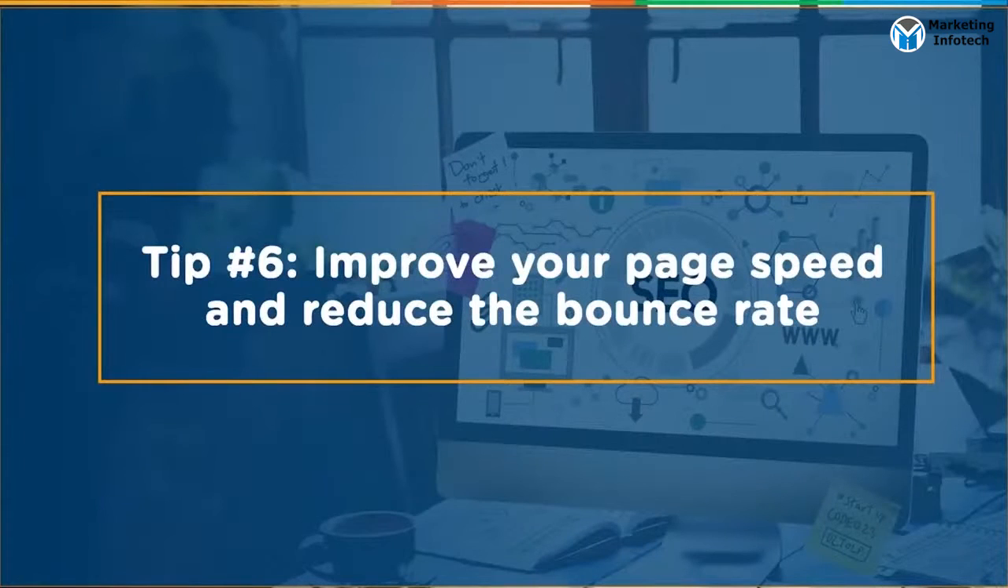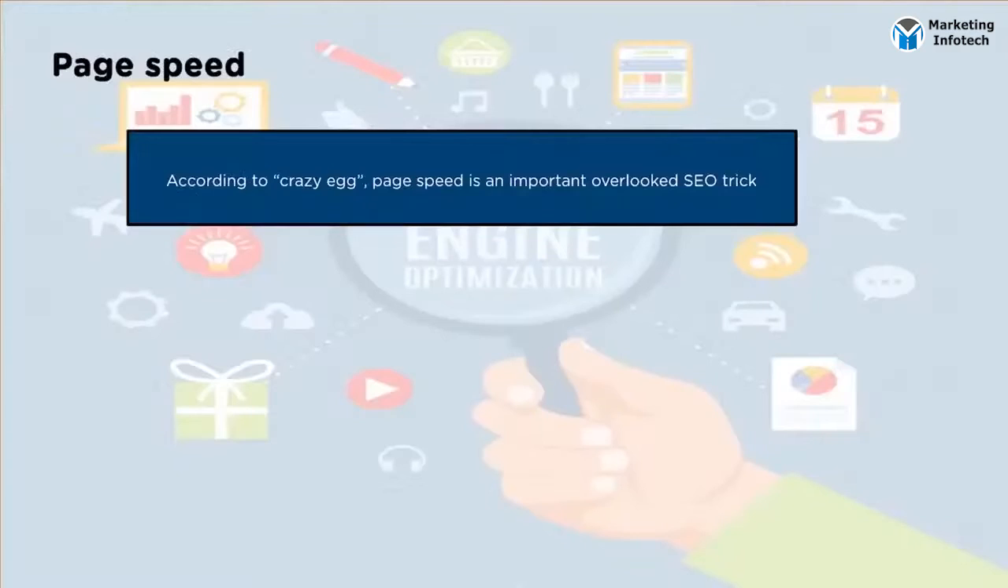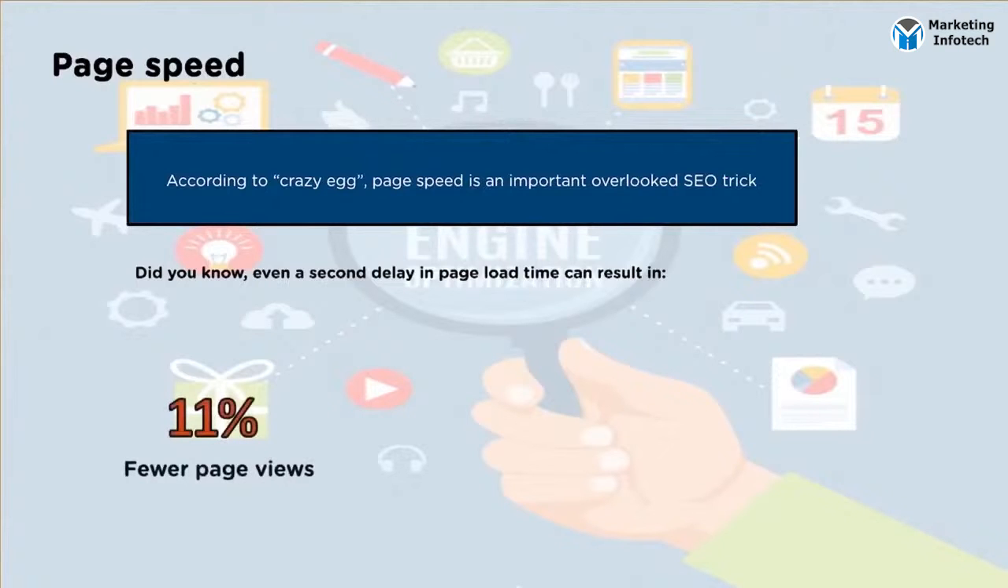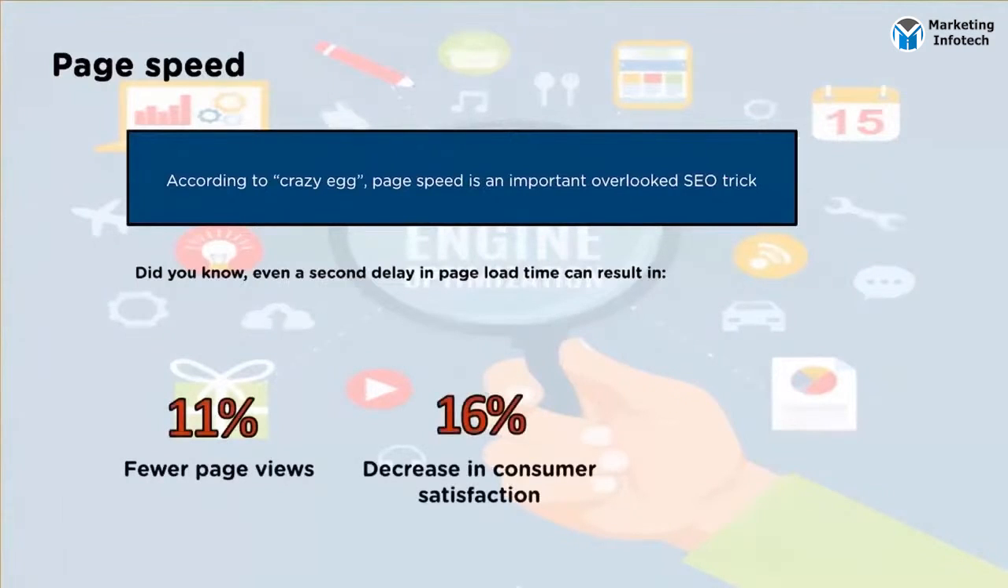Tip number 6, improve your page speed and reduce the bounce rate. So let's talk about page speed and how page speed correlates with a higher bounce rate if it's a high page load. According to Crazy Egg, page speed is an important overlooked SEO tactic because every second delay in page load can result in 11% fewer page views, a 60% decrease in customer satisfaction, and a 7% decline in conversion rate.